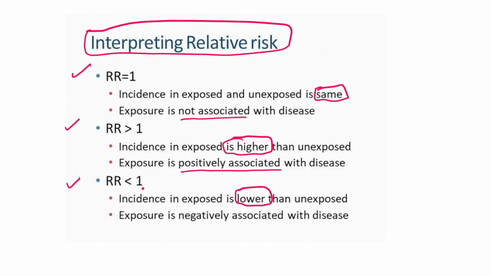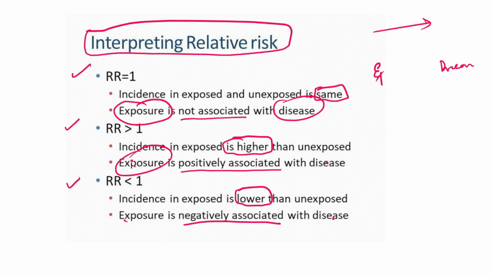If the relative risk is less than 1, then the exposure is negatively associated with the disease. So whatever is there, first they are speaking regarding the exposure and then the disease. Please remember this point. In our cohort study, we are going from exposure to the disease. So exposure to disease, exposure to disease.